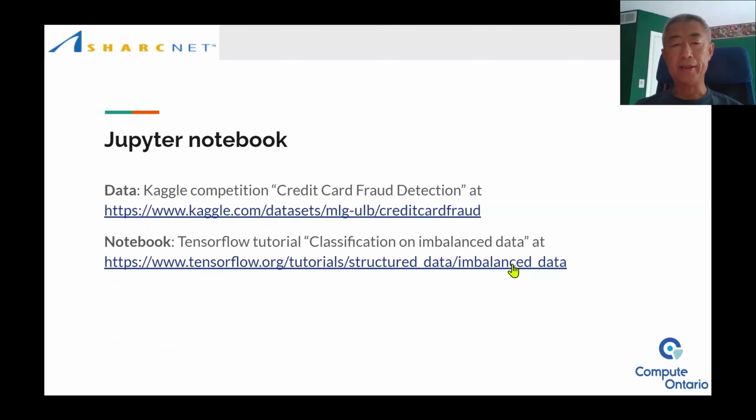So today we are going to train a fraud detection model. The data is from a Kaggle competition, and the original version of the notebook is from a TensorFlow tutorial, and I made some modifications to it. So let's go to the notebook.